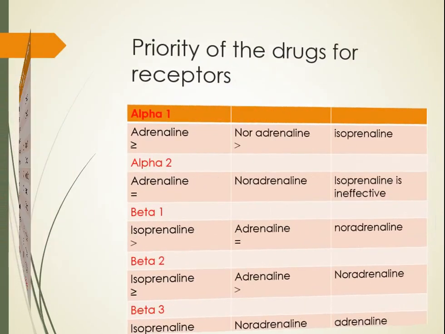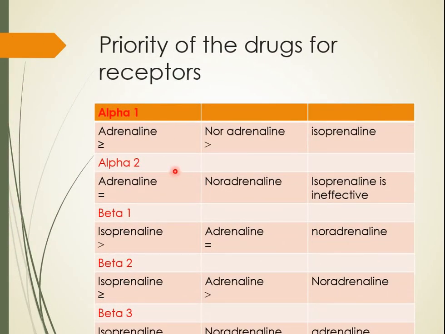Now this slide describes the potency order of certain drugs and neurotransmitters on the alpha 1, alpha 2, beta 1, beta 2 and beta 3 receptors, where the adrenaline response is equal to or greater than noradrenaline and isoprenaline for the alpha 1 receptor, and for alpha 2 the adrenaline response is equal to noradrenaline, and isoprenaline is ineffective here in the case of the alpha 2 receptor. The same is likely true, in the manner presented here, for the other receptors.